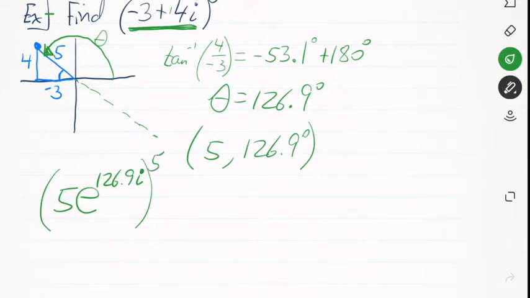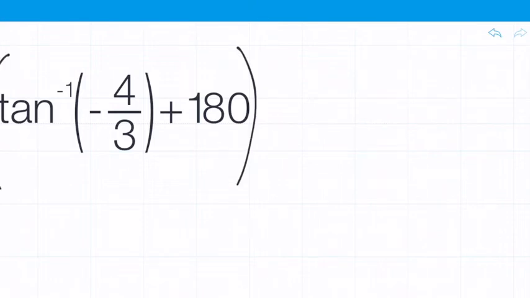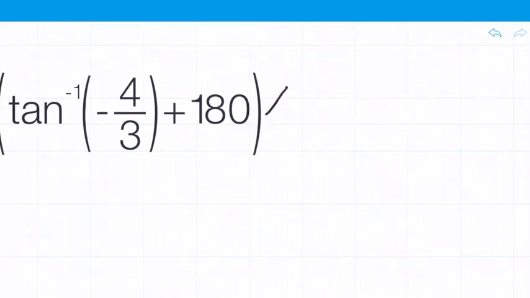And then again, we're going to use laws of exponents. So the first thing is, there's a times sign here, so we have to raise both of the terms to the fifth power. So this becomes 5 to the fifth power times e. And then when I raise this thing to the fifth power, we have power to a power, which we would multiply. So 5 times 126.9. Let's see here. Take this whole thing and times it by 5.